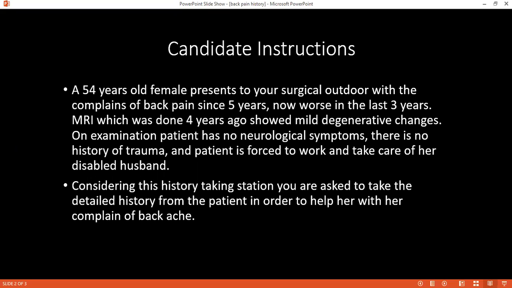Considering it's for the mechanical back pain, mechanical back pain management would be painkillers, muscle relaxant, and physiotherapy. Very good. Regular reviews.